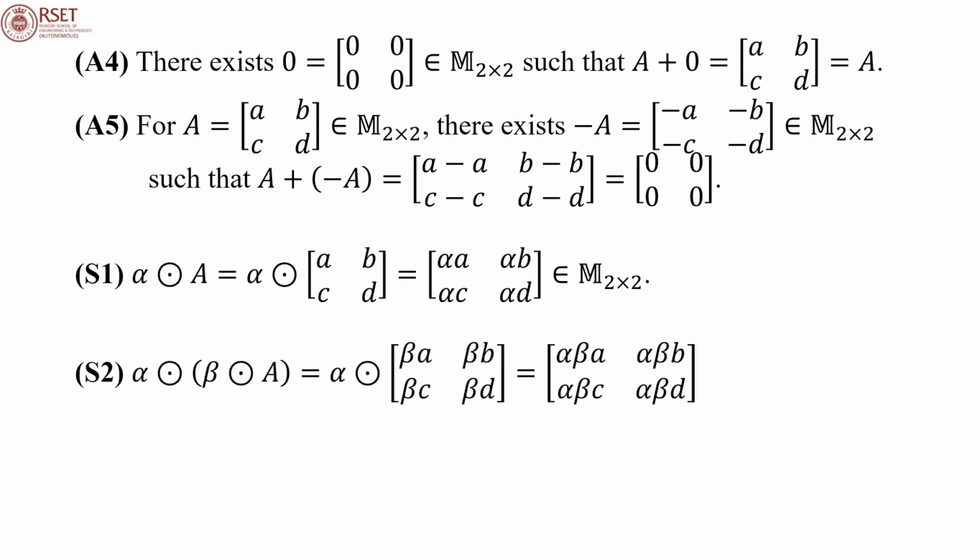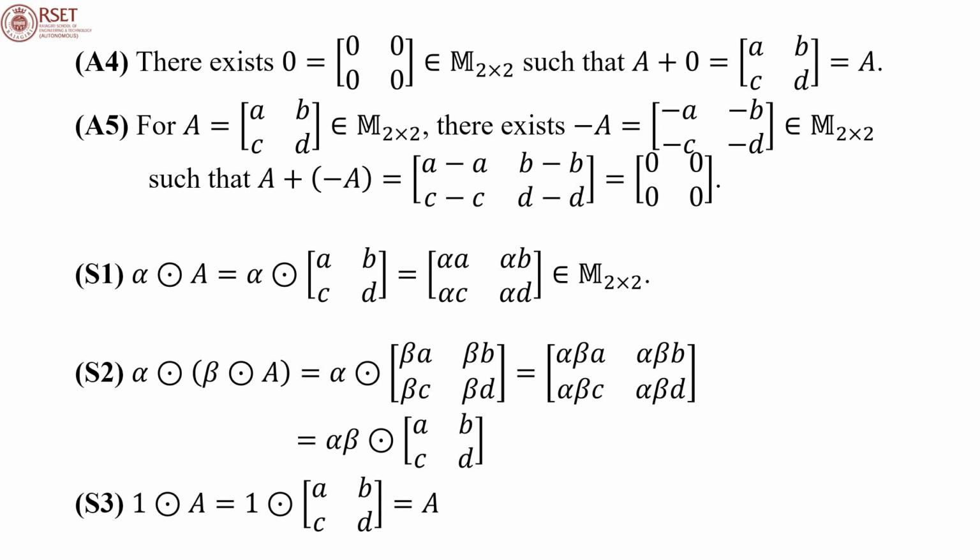What is the second property? Alpha dot (beta dot A). It is the same as (alpha beta a, alpha beta b, alpha beta c, alpha beta d). So, alpha beta is a common factor which can be taken outside and can be written as alpha beta times A. So, even if we take the product of beta with A first and then take the result's product with alpha, it is the same as taking the product of alpha beta with A. So, S2 is satisfied. Now, if we multiply 1 with a matrix A, we get the matrix A itself. So S3 is also satisfied.